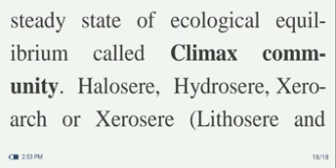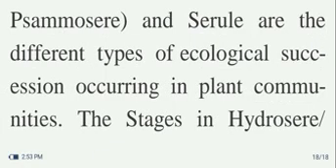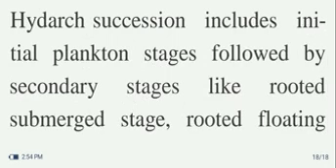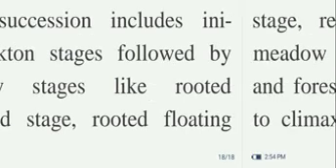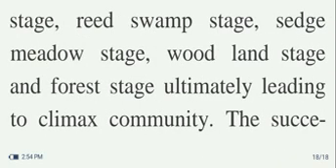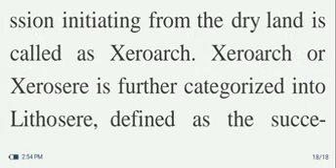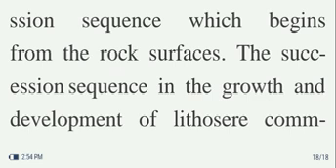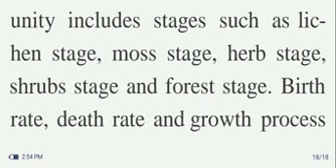Halosere, hydrosere, xerosere or xerarch, lithosere, psammosere meaning sand, and cereal, decaying logs, etc. are the different types of ecological succession occurring in plant communities. The stages in hydrarch succession include initial plankton stages followed by secondary stages like rooted submerged stage, rooted floating stage, reed swamp stage, sedge meadow stage, woodland stage, and forest stage, ultimately leading to the climax community. The succession initiating from dry land is called xerarch. Xerarch or xerosere is further categorized into lithosere, defined as the succession sequence which begins from rock surfaces. The succession sequence in the growth and development of a lithosere community includes stages such as lichen stage, moss stage, herb stage, shrub stage, and forest stage.